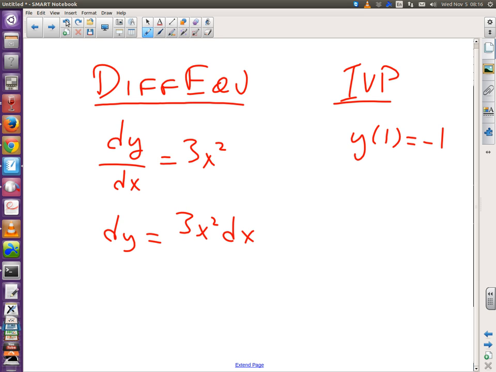So how do you anti-differentiate 3x cubed? Well, we just asked that question a minute ago, didn't we? And you get x cubed plus a constant is y. What did we do?